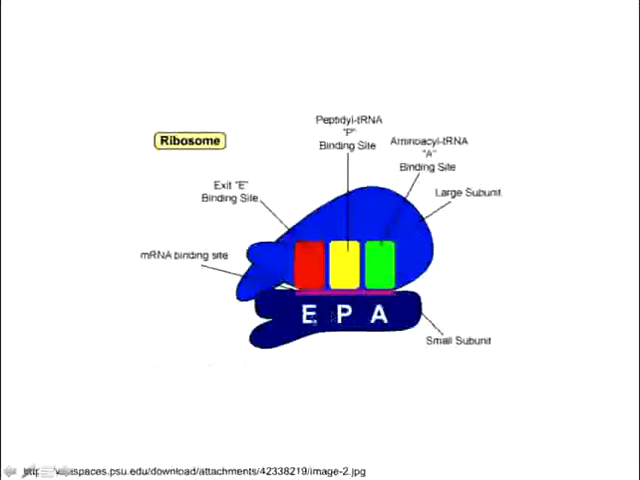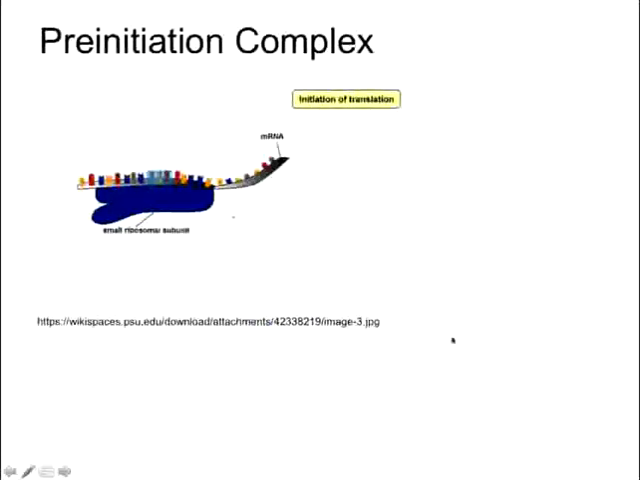Here we've got the E, P, and A sites, and this ribosome would be moving towards the right-hand side because the new amino acids come into the A site. The P site holds the polypeptide chain, and we transfer that over and shift the whole thing over in translocation. So I do like this picture quite well.